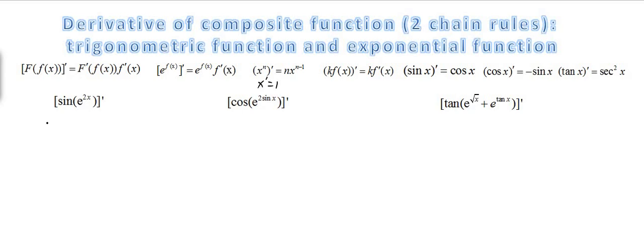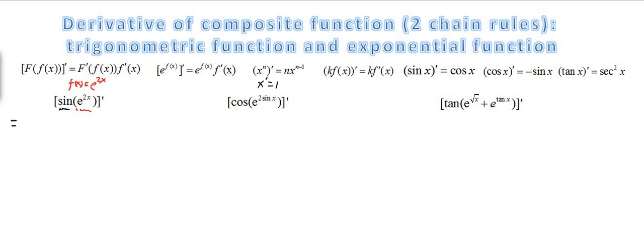Now let's take a look at the first example. Here we have sine of e to the power 2x. If we want to apply the chain rule, we can easily tell the capital F is sine, and the little f(x) here is e to the power 2x. So we can write down e to the power 2x.